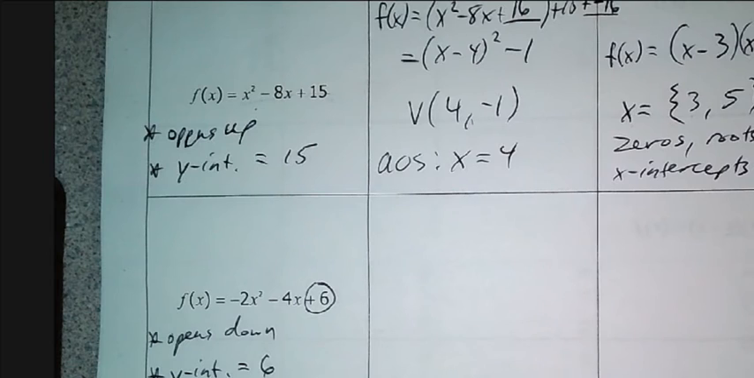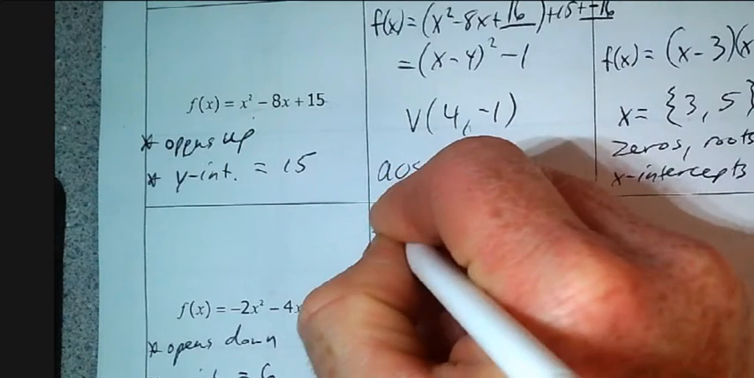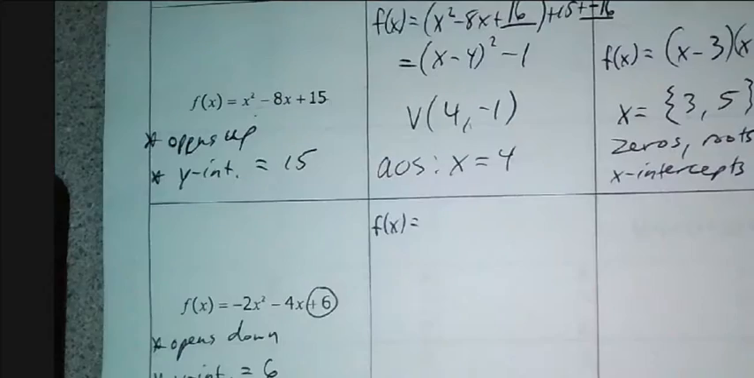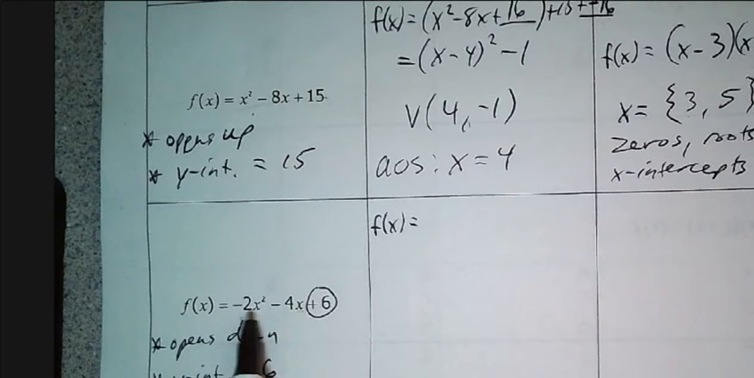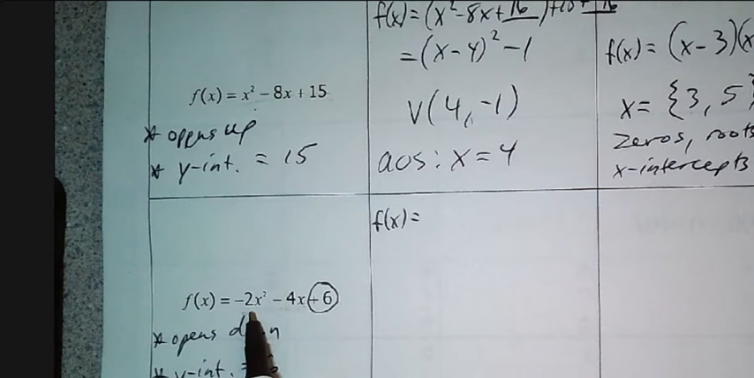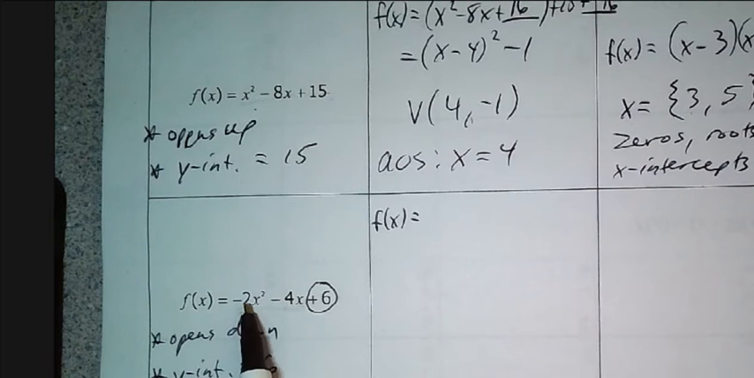We've learned that when we do vertex form, we have to use the completing the square method to convert it to vertex form, and we have to focus on the x terms. So we've got to factor out this negative 2. Anytime you have a number in front of x squared, you've got to take it away.